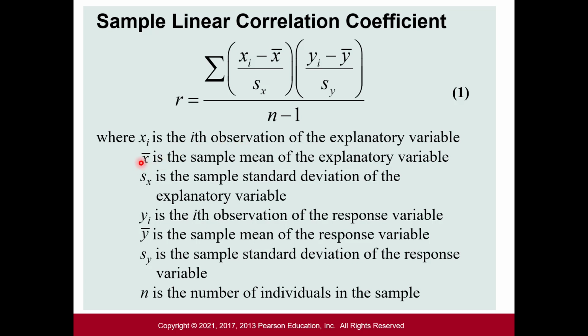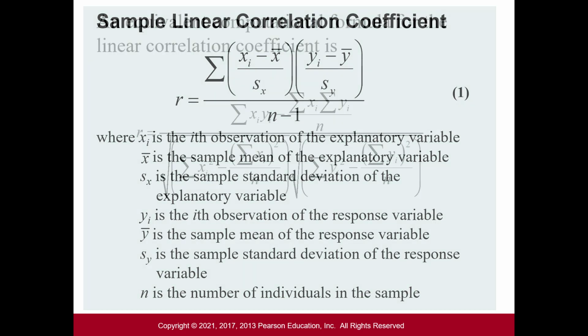We talked about x bar being the sample mean, and s sub x is our standard deviation. The reason we have y's also is because we have two variables. The x's are reserved for our explanatory variable, and we use the y's to talk about our response variable. So y sub i just means the ith observation, like the 13th observation of our data. y bar is the sample mean of the response variable, and s sub y is the standard deviation for that variable. And like I said, n is just our sample size.